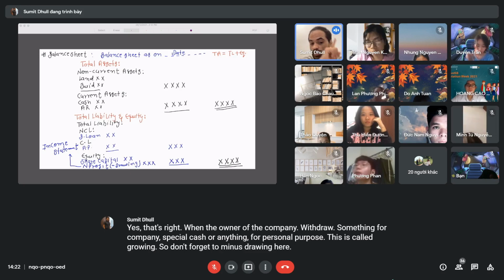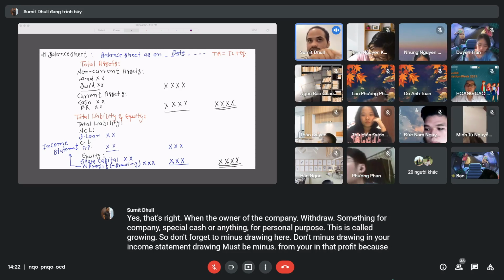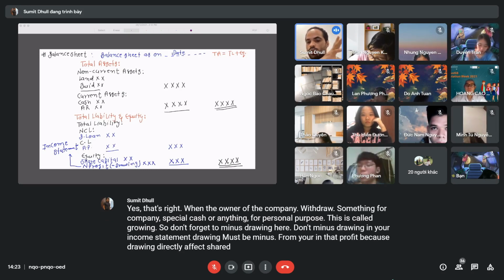Don't minus drawing in your income statement. Drawing must be minus from your net profit because drawing directly affects share capital, the shareholders' money.